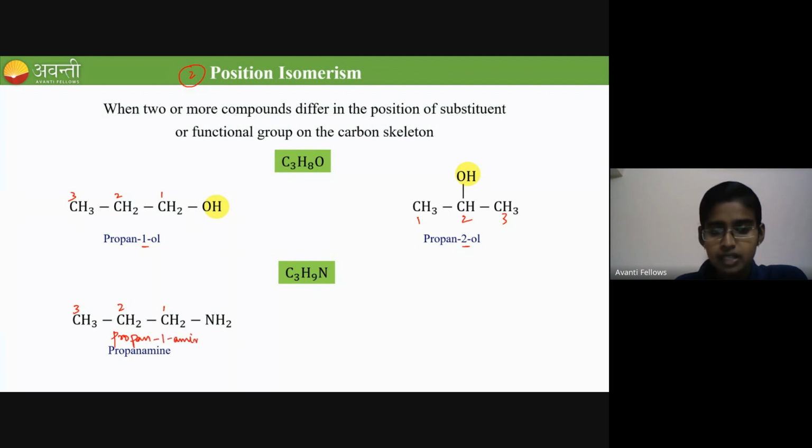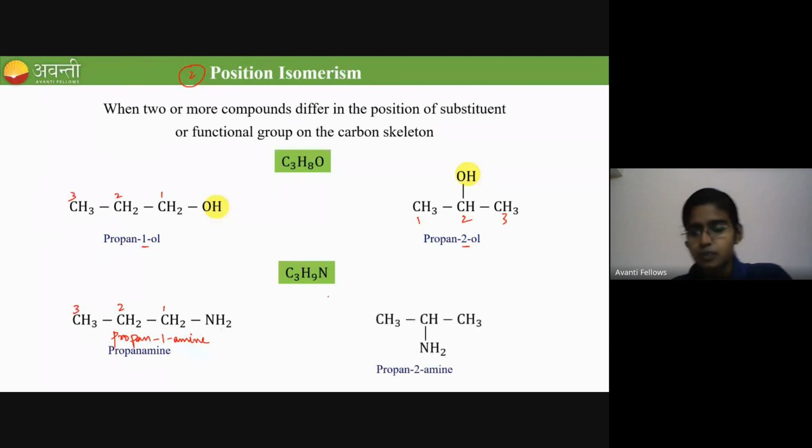Coming to the more appropriate name for this propanamine, it is propan-1-amine. We can write like this, no? It is propan-1-amine, and the isomer of this is propan-2-amine. Since the NH2 amine group is attached to the second carbon, it is called propan-2-amine. So you can see the position of the functional group changing. Who is the functional group here? Amine is the functional group. So the position of amine changes in both compounds, and it is one of the examples of position isomerism. Got it?